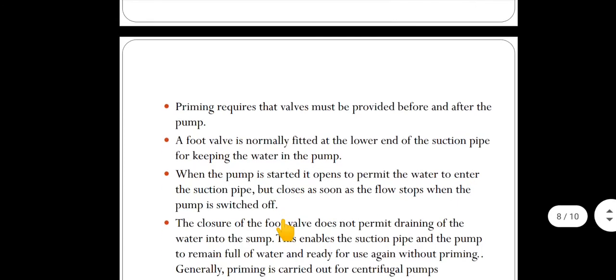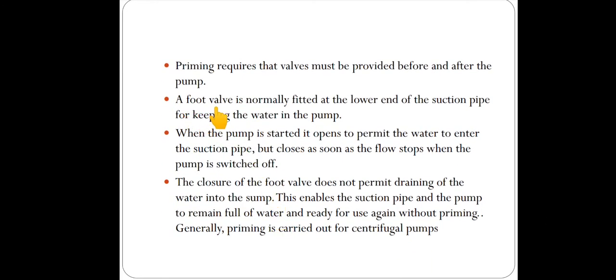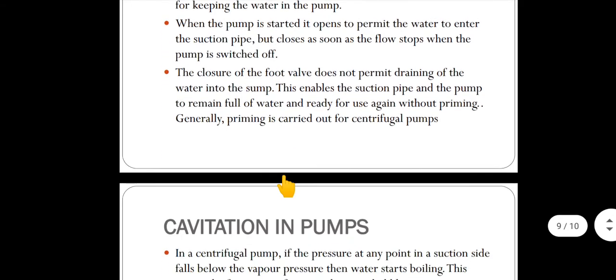You can see the foot valve is normally fitted at the lower end of the suction pipe for keeping the water in the pump. This is the main function of the foot valve, so we need not again and again fill up the impeller with water. When the pump is started, it opens to permit the water to enter the suction pipe, but closes as soon as flow stops when the pump is switched off. So this is about priming.